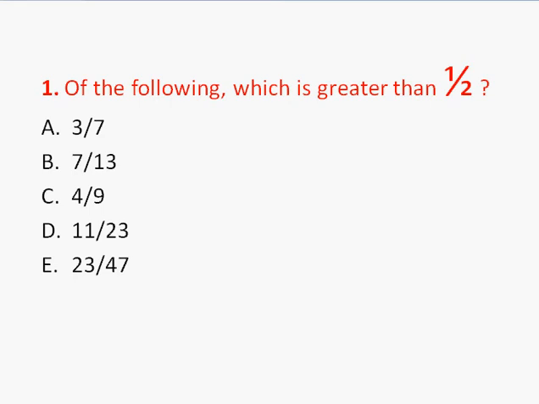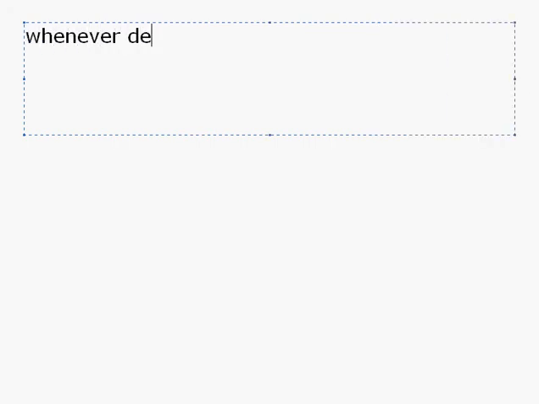If you look closely at option A, which is 3 upon 7, the denominator is more than twice the numerator, right? So it is like 1 upon 3, while 1 upon 2 is half. If you increase the denominator, then the number starts reducing. We can write it like this: whenever the denominator increases, the number reduces. And whenever the numerator increases, the number increases.